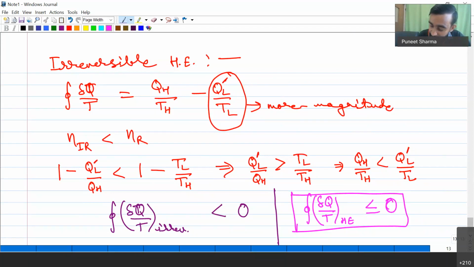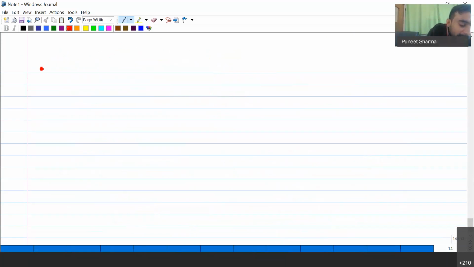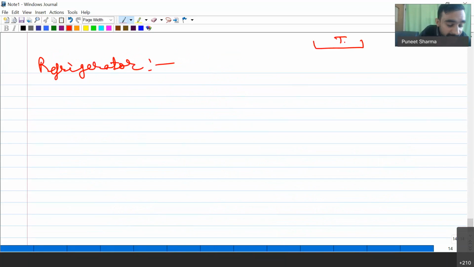Then let me once again apply this Clausius inequality for a refrigerator device also. So in the case of a refrigerator, I will have temperature TH over here, and here I will have some temperature TL, and in between I will have a refrigerator. This refrigerator will be receiving QL amount of heat, rejecting QH amount of heat, and requiring W amount of work to complete this process.